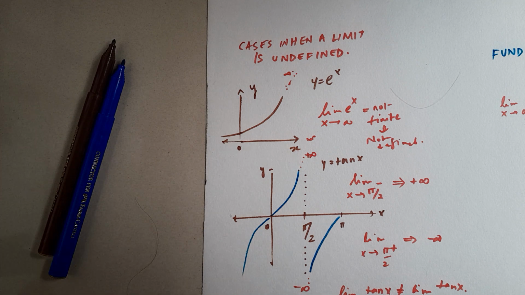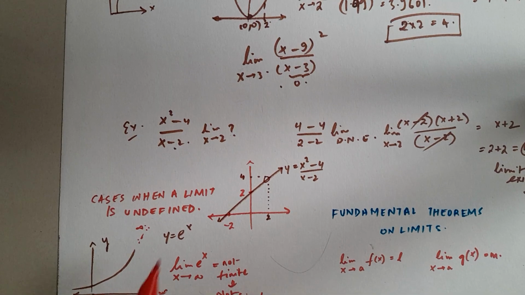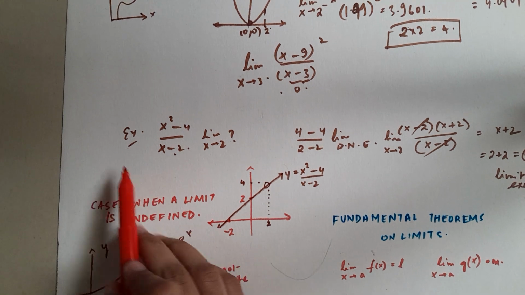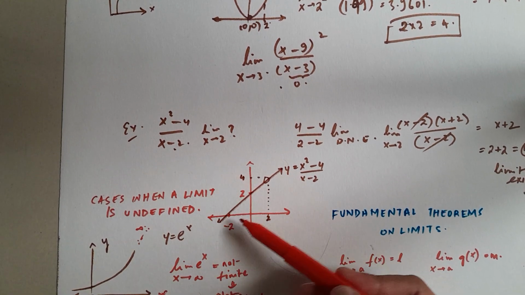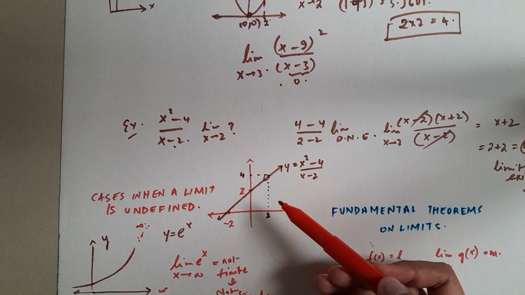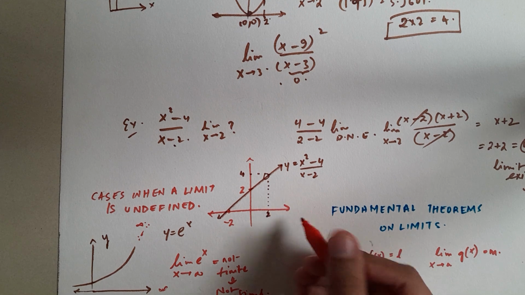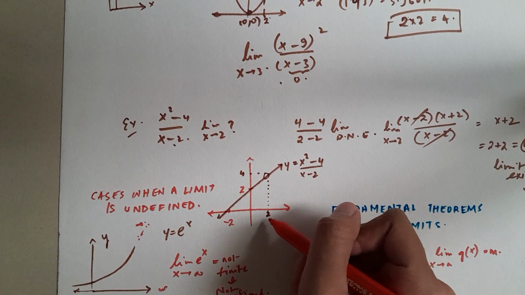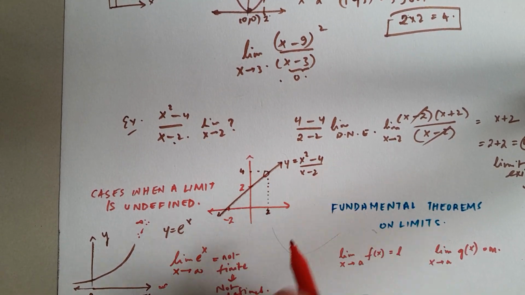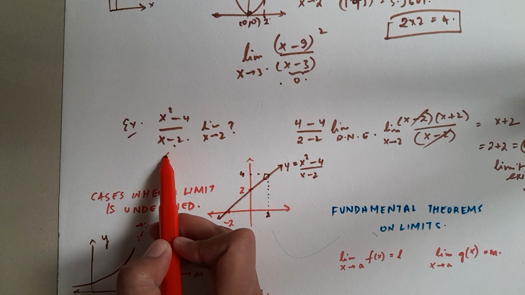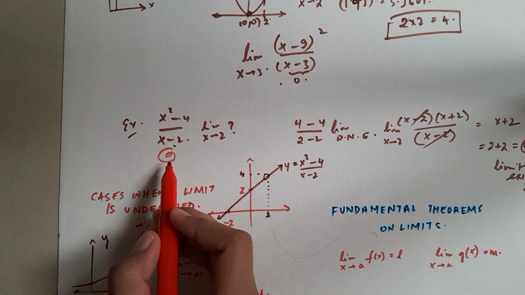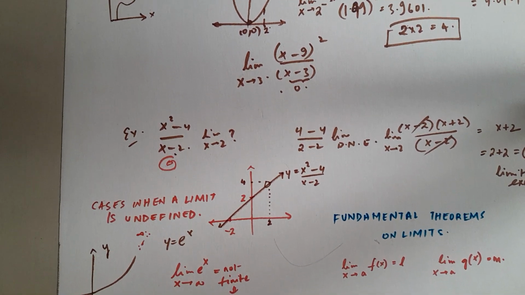Let's take another example. Consider the function we took in our last video. The graph of the function looks like this. Note that the function is not defined when x equals 2, because then the denominator becomes 0. You can't divide a finite number by 0.